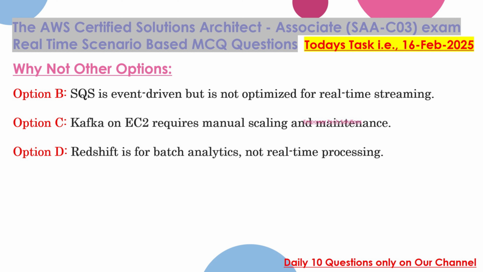Why not other options? Option B, SQS is event-driven but is not optimized for real-time streaming. Option C, Kafka on EC2 requires manual scaling and maintenance. Option D, Redshift is for batch analytics, not real-time processing.